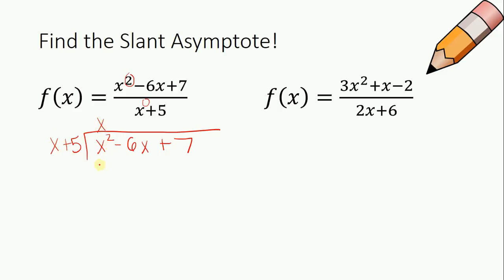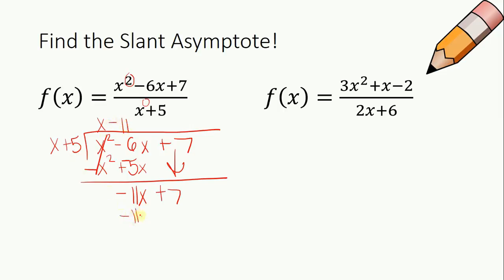So x times x, that's x squared. x times 5, that's 5x. And then one thing, we change signs because we have to subtract that. So x squared minus x squared is gone. Negative 6x minus 5x, that's negative 11x. Drop the plus 7 down. And then something times x gives you negative 11x. That'd be negative 11. So let's multiply. Add. So I will get 62 right there. So that's my remainder.